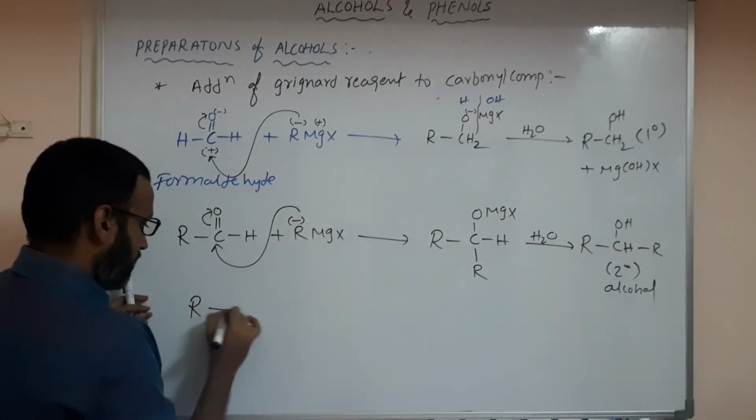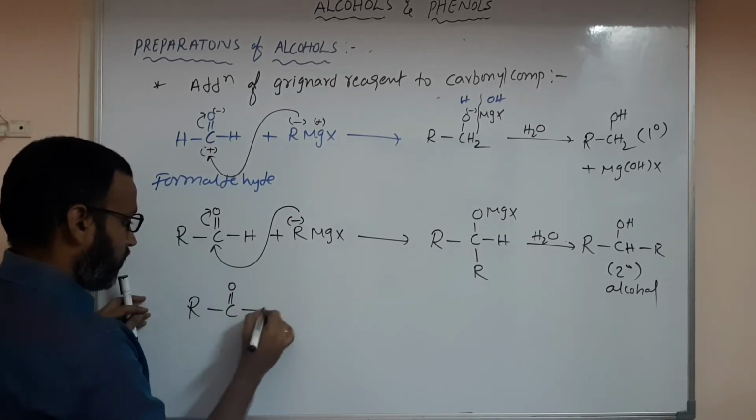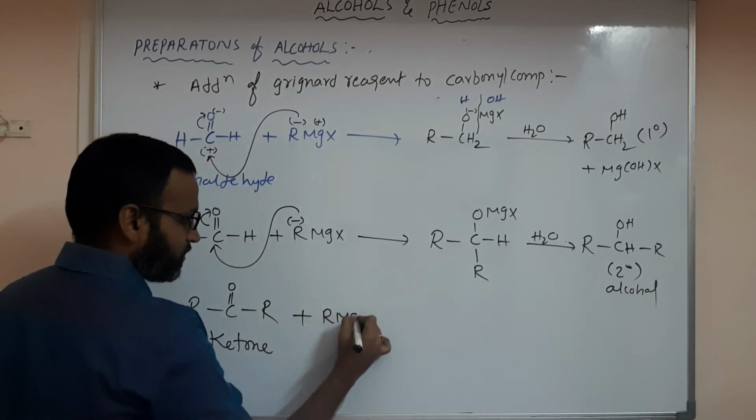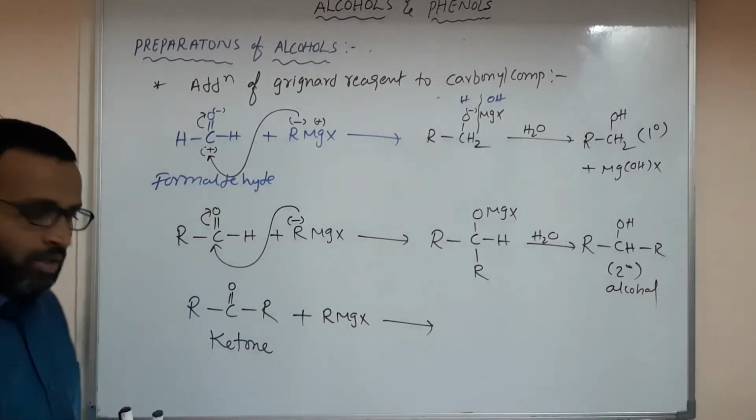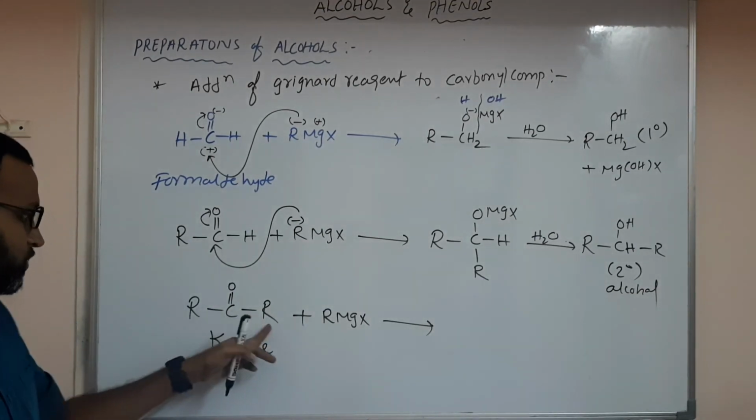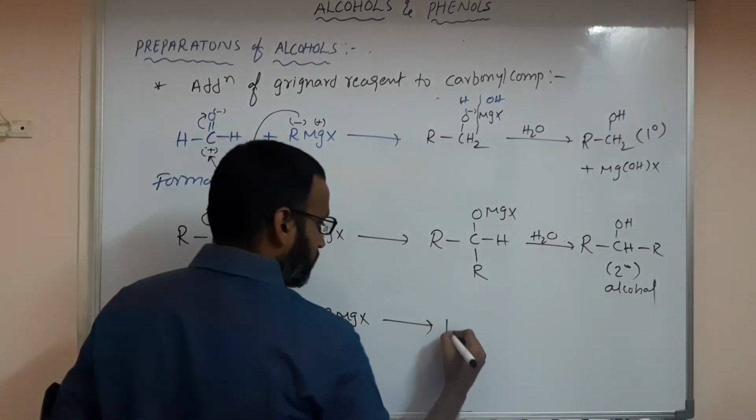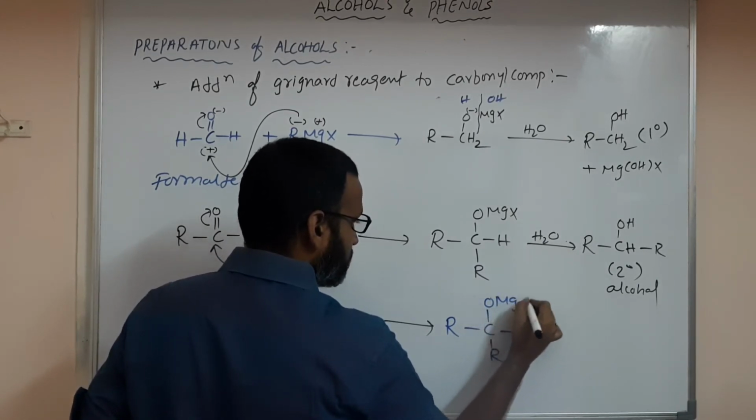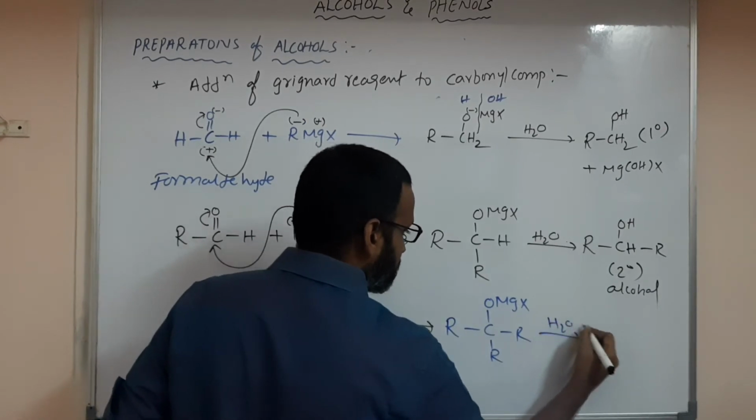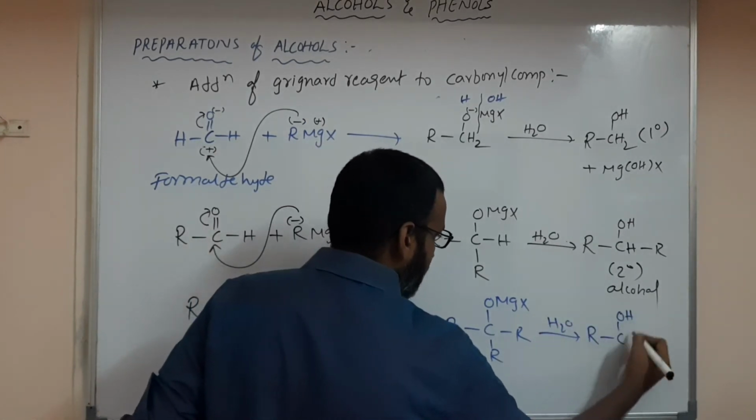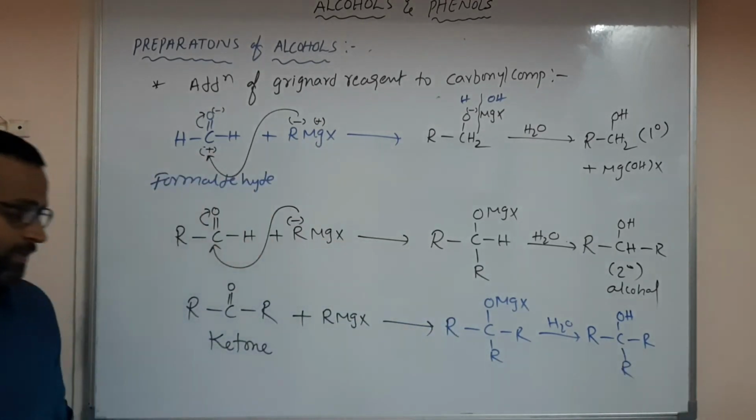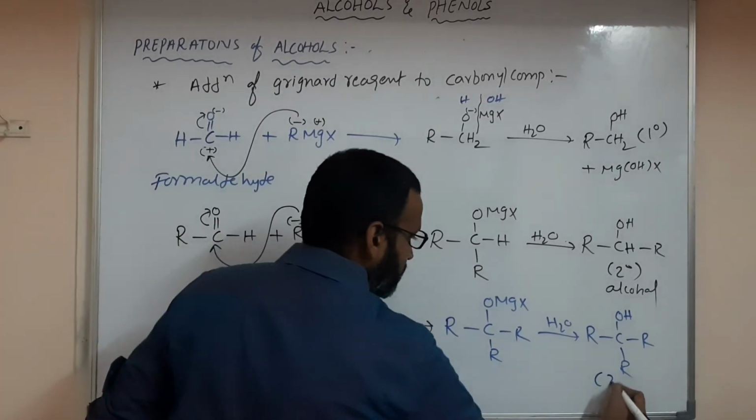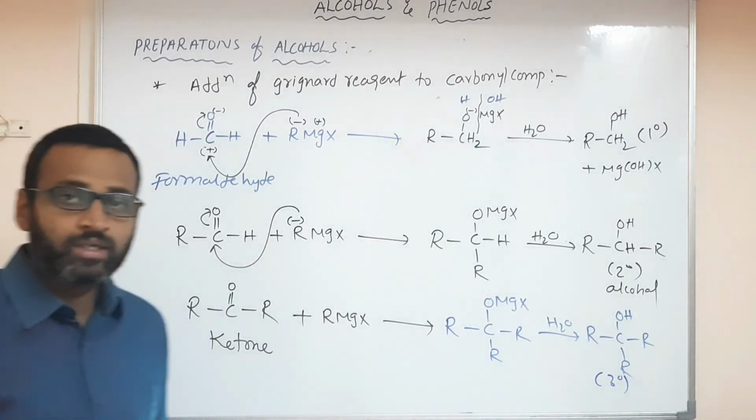If you take RC double bond O R, this is any ketone. When I am using RMgX, you can write any methyl group or ethyl group here also. Now what you have is R, C, R and OMgX. On hydrolysis, you have RC, OH, R and R like this. Please have a look. So ketones give tertiary alcohols when treated with Grignard reagent.